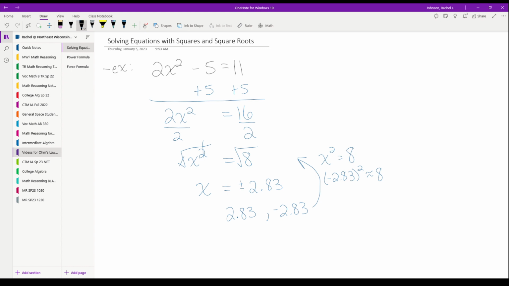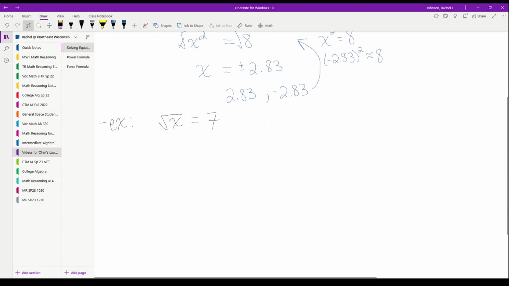Now let's also do an example where we have the square root of x. The square root of x equals 7. And we want to solve that for x. So in this case, we don't have to do anything to isolate the square root of x part, but I do now want to cancel this square root, so the opposite of the square root of something is squaring it. That would be the opposite operation. So if I square both sides, the square root and the square cancel, and I'm just left with x. But whatever you do to one side, you have to do to the other.